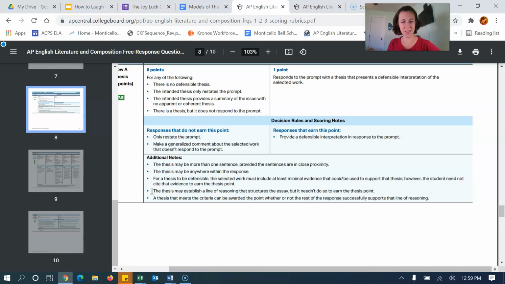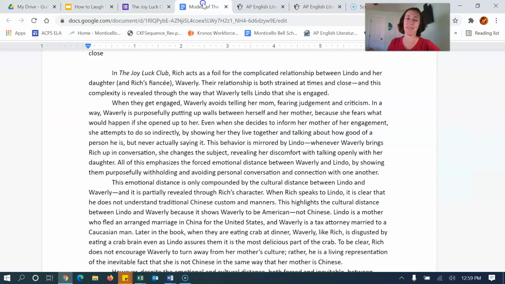And then, this is interesting, the last bullet point says, a thesis that meets the criteria can be awarded the point whether or not the rest of the response successfully supports that line of reasoning. So what they're saying is you could get a point for your thesis and then no points for evidence and commentary. You don't want to do that, though, but they're acknowledging that that's what happens when you break out a rubric in this way. Okay, back to his essay.